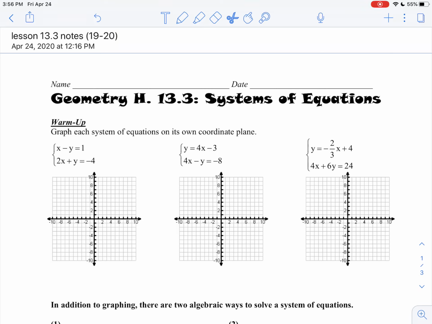Hello, Geometry Honors. This is Kaczynski here with Lesson 13.3 Notes. We all wish that we were together in school. We would be learning and having a good time, but we're going to make the best of our situation.